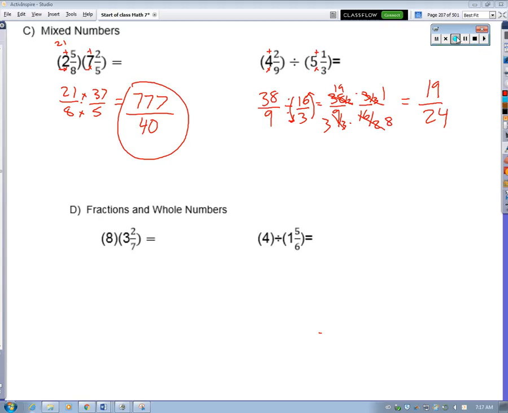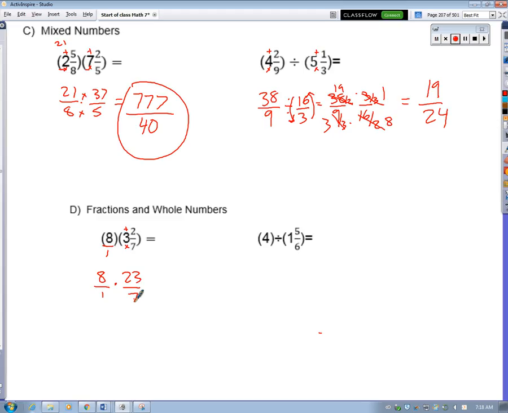Alright, now let's move on to fractions and whole numbers. So the trick with these is, whole numbers can be written as fractions as well. Okay, all we have to do is put a 1 under it, because 8 divided by 1 is still 8. Okay, so now I've got 2 fractions to work with. Now back to dealing with mixed numbers. Okay, want to turn that into an improper fraction. So 3 and 2/7 becomes 7 times 3 is 21, plus 2 is 23. So now I've got 8 over 1 times 23 over 7.